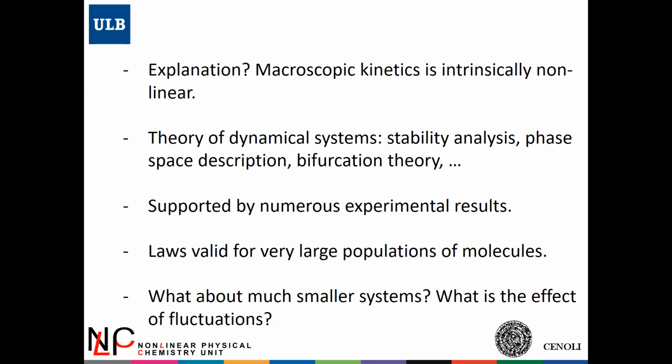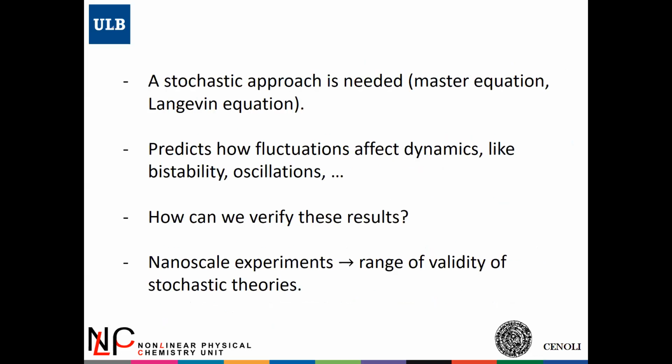these laws are valid for very large populations of molecules, numbers like the Avogadro number of particles. But the development of nanotechnologies and biotechnologies has led to the question of what could happen in much smaller systems. Do these complex phenomena still exist? What is the effect of the fluctuations that appear at such scales? In such cases, obviously, stochastic approaches are needed, usually based on the master equation or the Langevin equation. I will talk about that later. And these approaches give a whole lot of predictions on how fluctuations affect dynamics like oscillations, for example.